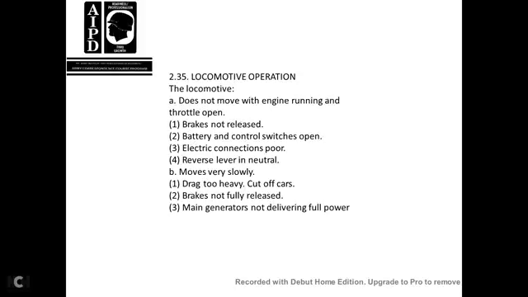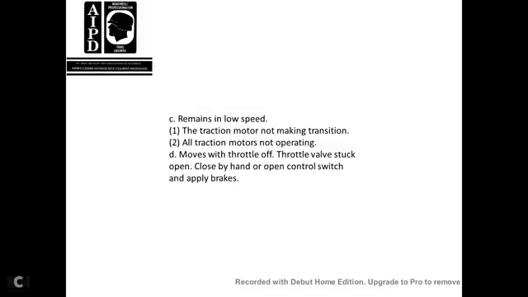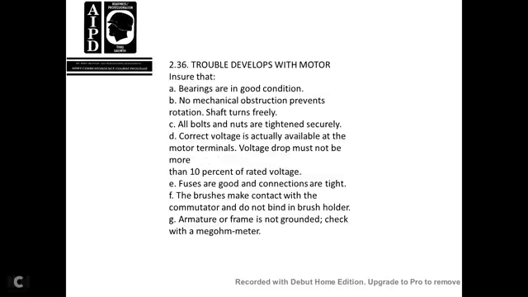235, locomotive operation. The locomotive does not move with the engine running or the throttle open: the brake is not released, the battery control switch is open, the electrical connection is poor, or the reverse lever is in neutral. It moves very slowly: drag too heavy to cut off cars, brake not fully released, main generators not delivering full power. It remains in low speed: traction motor not making transition, or all traction motors not operating. Move with the throttle valve stuck by closing it by hand, open the control switch, and apply brakes.